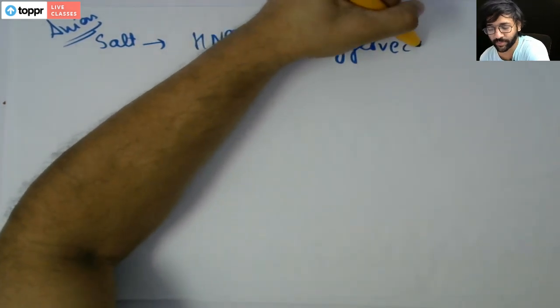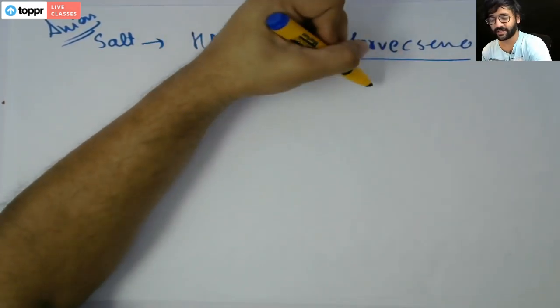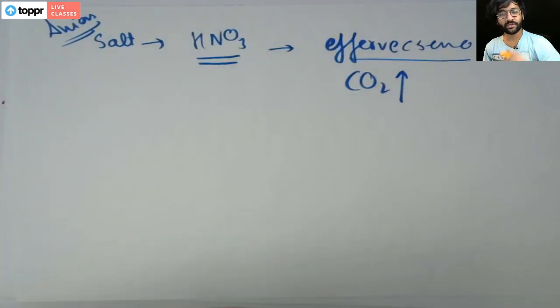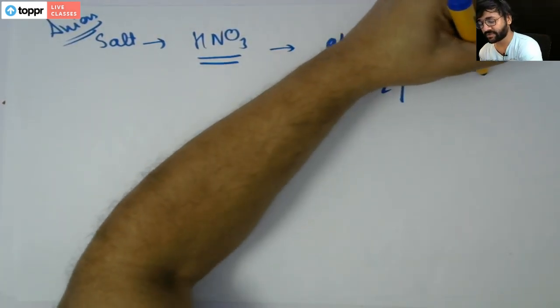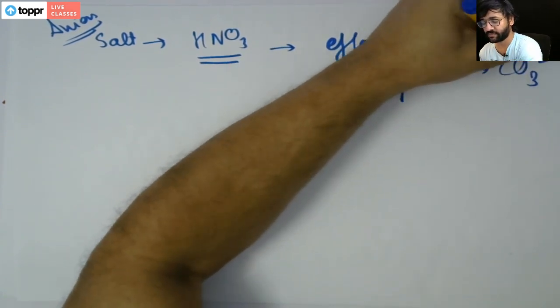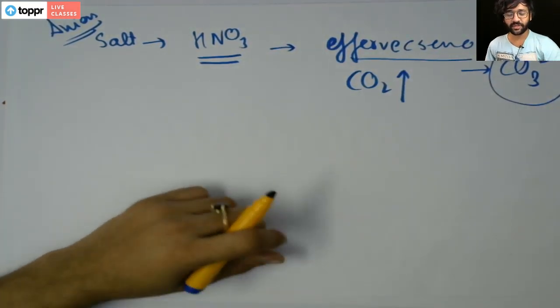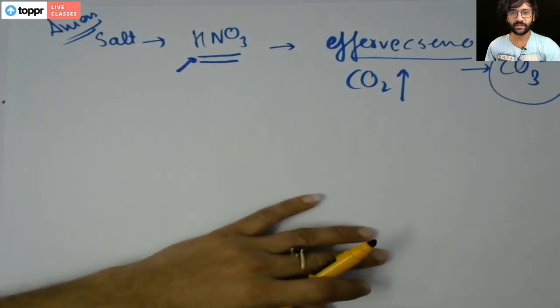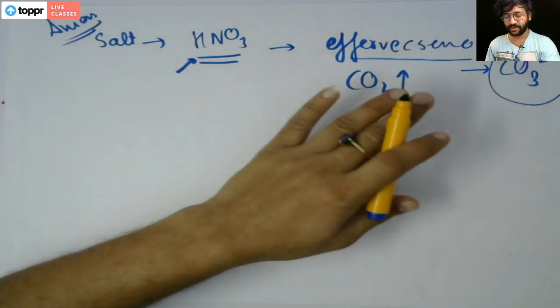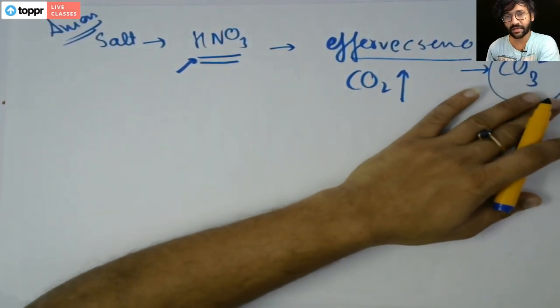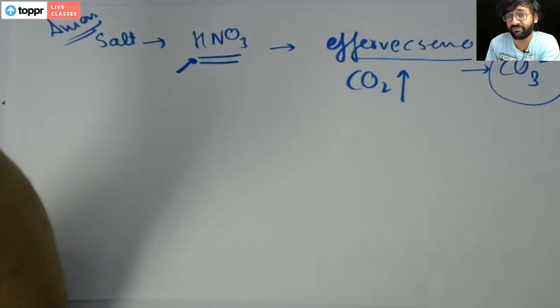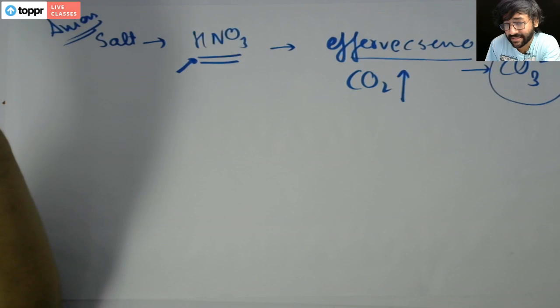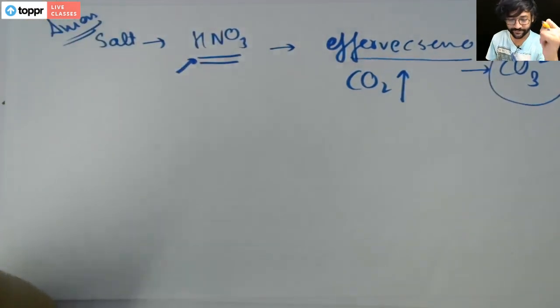You have studied this phenomenon, right? Effervescence is basically CO2 evolving. So if CO2 is evolved, what does this confirm? This confirms carbonate. The test for carbonate is simply adding HNO3. If you get effervescence, that means it's a carbonate salt. And if there is no effervescence, then it's definitely not carbonate. It can be anything else as an anion, but not carbonate.